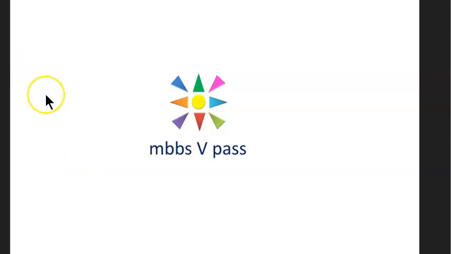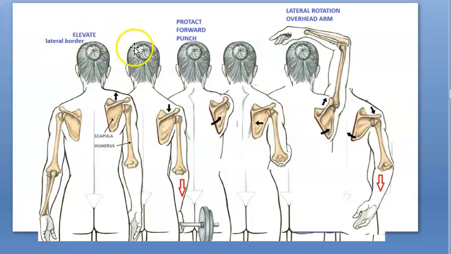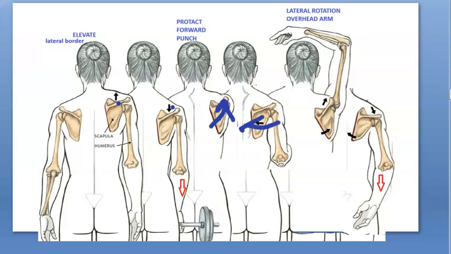Now let us practice again the movements of scapula. Come on, you can say: elevate the scapula, depress the scapula, protract the scapula, retract the scapula, lateral rotation of scapula, medial rotation of scapula. Look at the actual movements. If you have to describe what is happening, what will you say? You're elevating the lateral border, depressing the lateral border, your lateral border is moving forward, lateral border is moving backward. Lateral rotation of arm means overhead abduction of arm, and medial rotation is just the opposite. So this much you can explain.